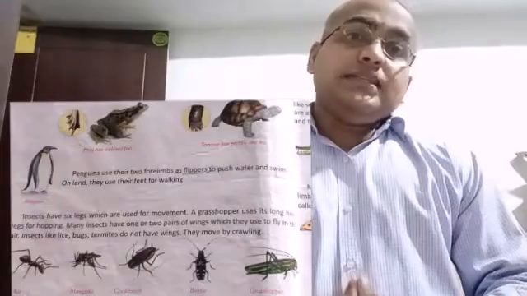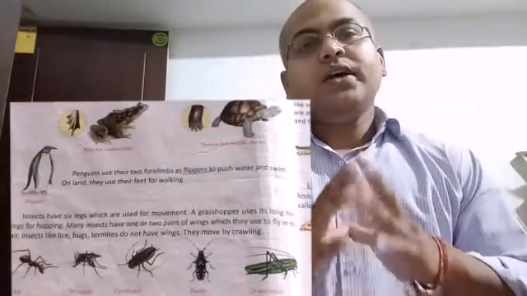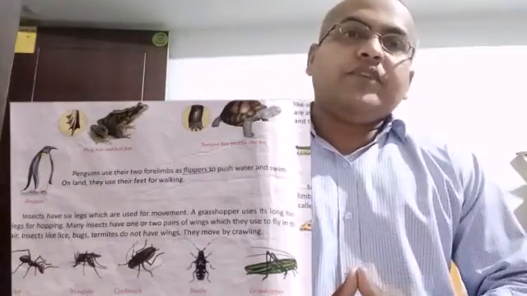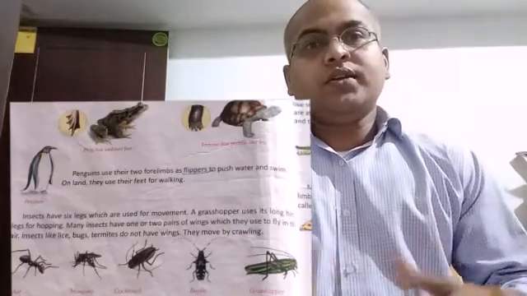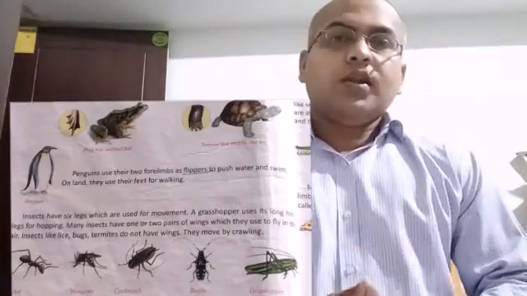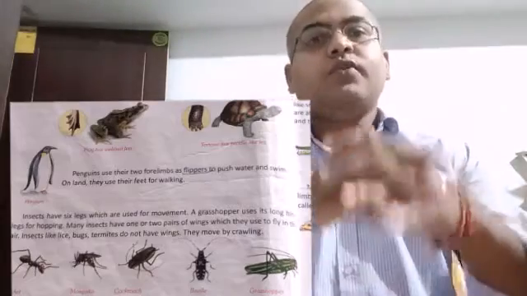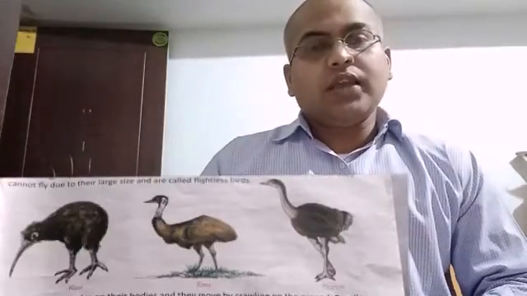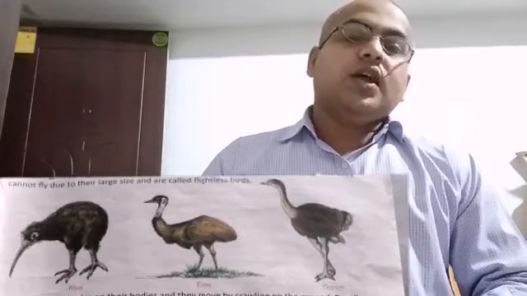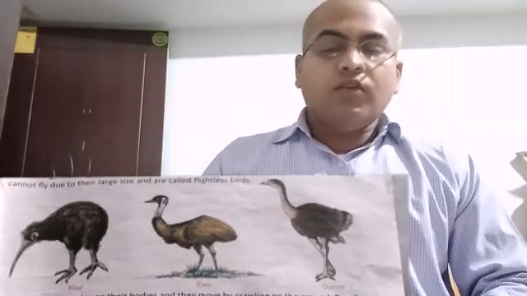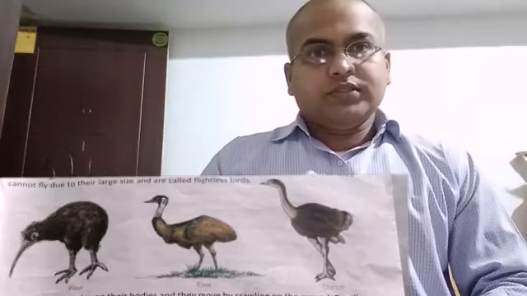Then there are insects. So insects have three pairs of legs, that is total six legs. By the help of that they can run, they can jump like grasshopper. They have very strong legs. By the help of these legs they jump from one place to another place. There are some insects which have wings like cockroach, butterflies, house flies. So by the help of wings they can fly from one place to another place.